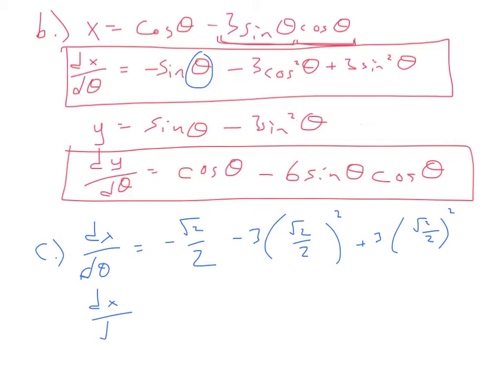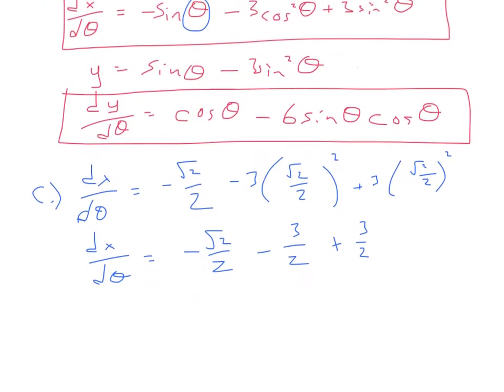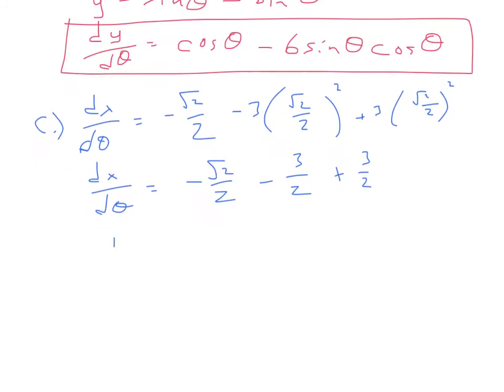We can simplify this further. dx d theta will be negative root 2 over 2 minus 3 halves plus 3 halves. So we end up finding that dx d theta will simply be negative root 2 over 2. So there's my dx d theta.